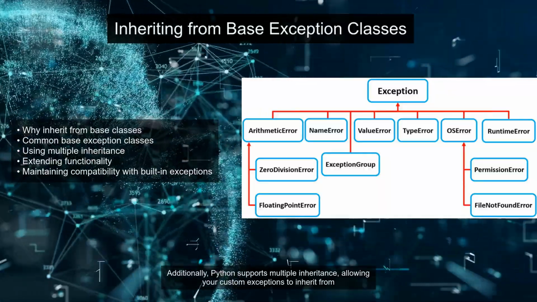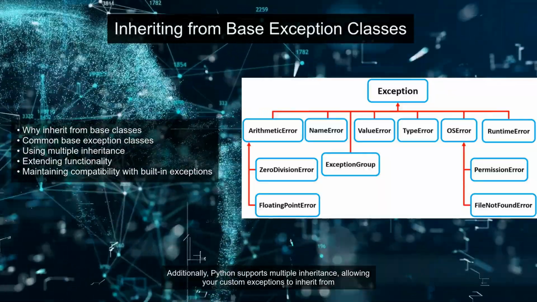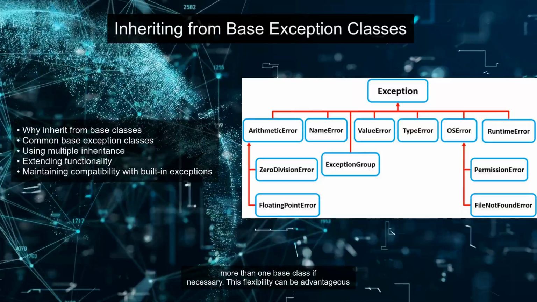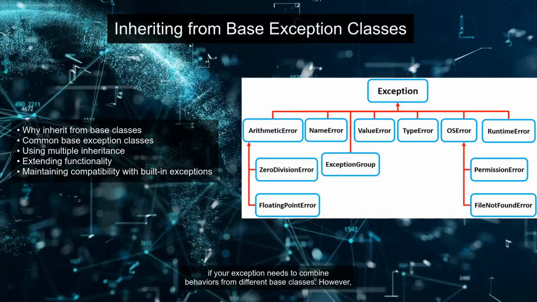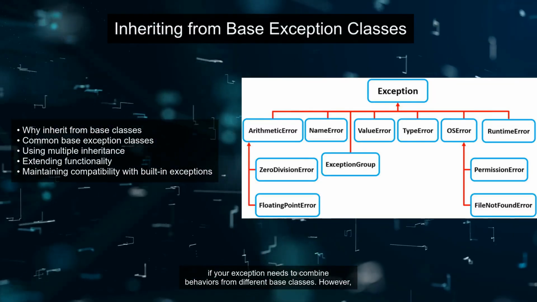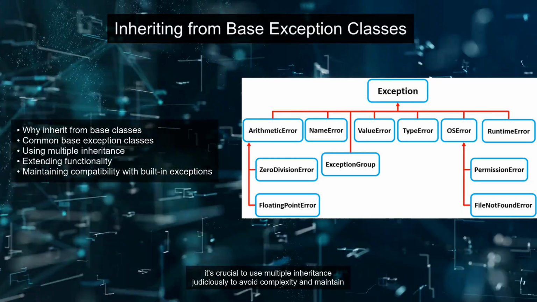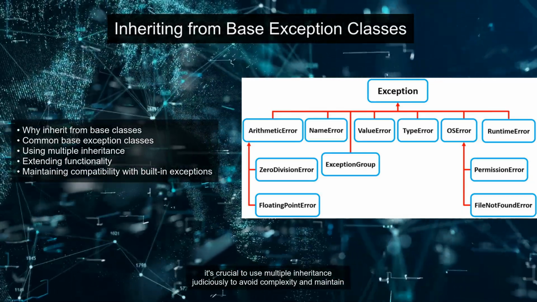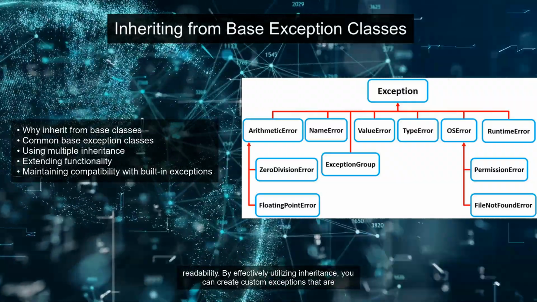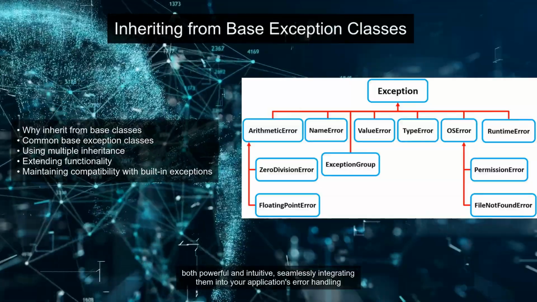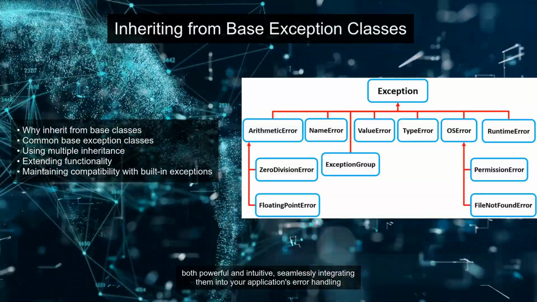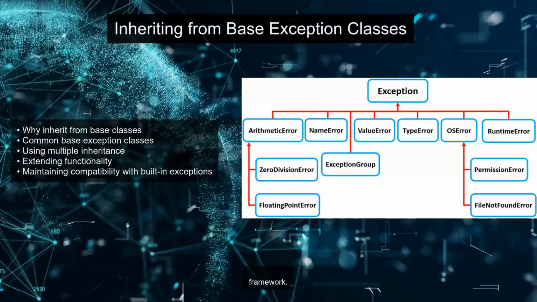Additionally, Python supports multiple inheritance, allowing your custom exceptions to inherit from more than one base class if necessary. This flexibility can be advantageous if your exception needs to combine behaviors from different base classes. However, it's crucial to use multiple inheritance judiciously to avoid complexity and maintain readability. By effectively utilizing inheritance, you can create custom exceptions that are both powerful and intuitive, seamlessly integrating them into your application's error handling framework.